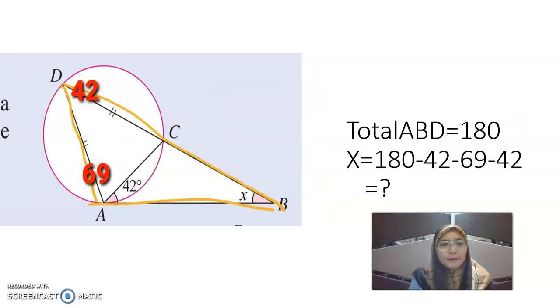Look at the bigger triangle ABD. Total angle ABD is 180. X is equal to 180 minus 42 minus 69 minus 42. Can you find the value of X?